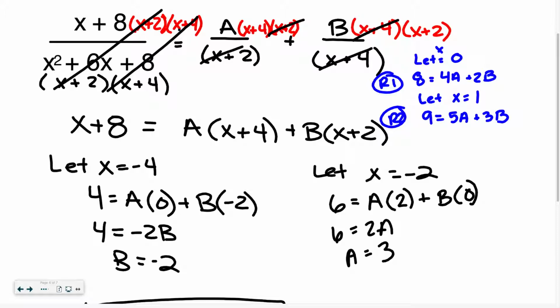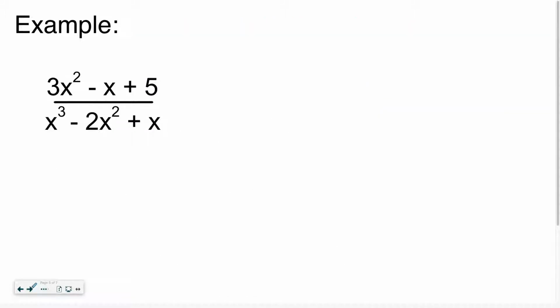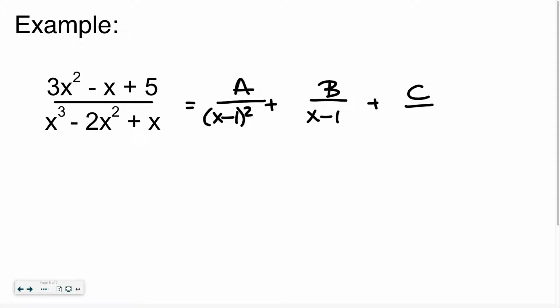All right, let's do the next one. This was the second one on the warm-up. Did I do a over x minus 1 squared and b over x minus 1 and c over x? Does that look about right? Okay, so we've already talked about how to set up the partial fraction decomposition, right? And if you haven't watched that video, you need to go back and watch that video and take the notes and look at the examples.